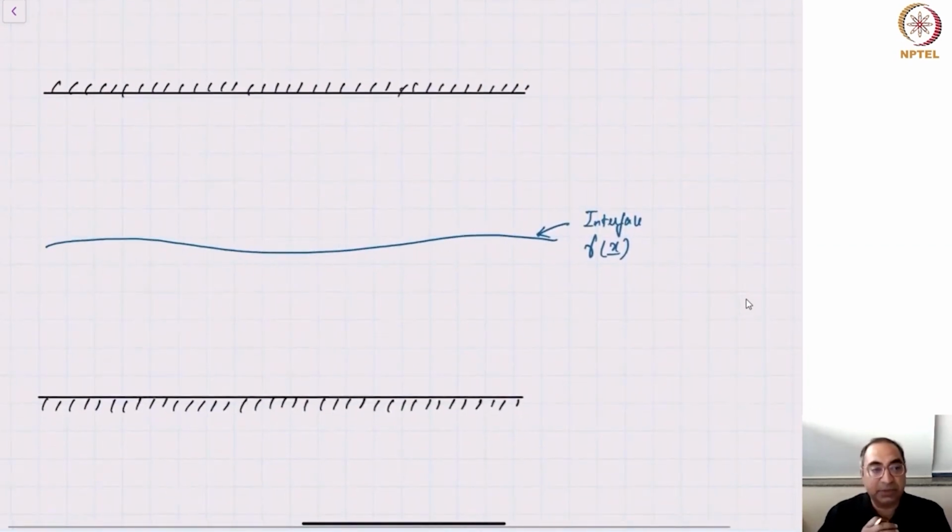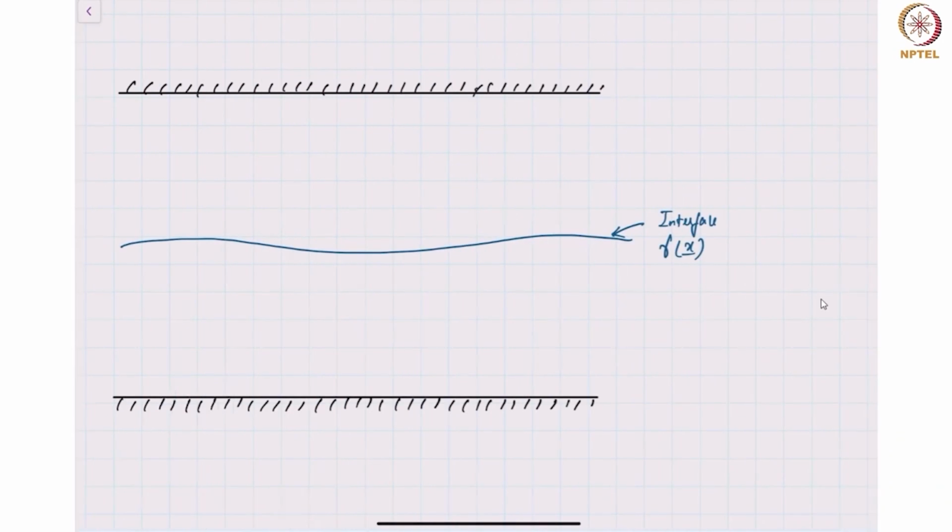So here's a system that I'm looking at. This is basically a flow between two walls. It could be two-dimensional or three-dimensional flow, and there is an interface separating the two fluids. We'll call this fluid 1, and we'll call it as fluid 2. And at the interface separating the two fluids 1 and 2, we have a surface tension. In general, the surface tension need not have a constant value. It could vary in space.